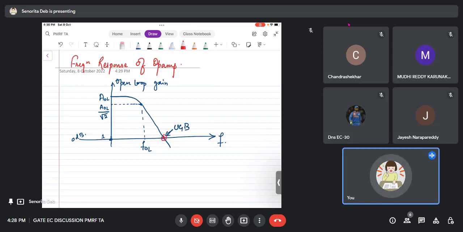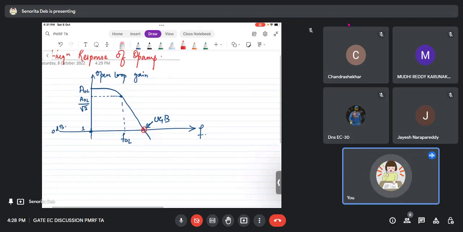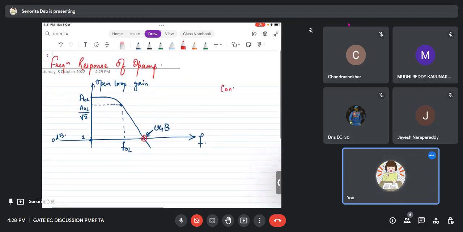You guys should know Bode plots well. Normally in the control systems subject that will come. Control systems, Bode plots is important. You should be very well versed in Bode plots and how to obtain the characteristics, magnitude and phase, from a given Bode plot. Please revise these things. This will come in handy with op amps.